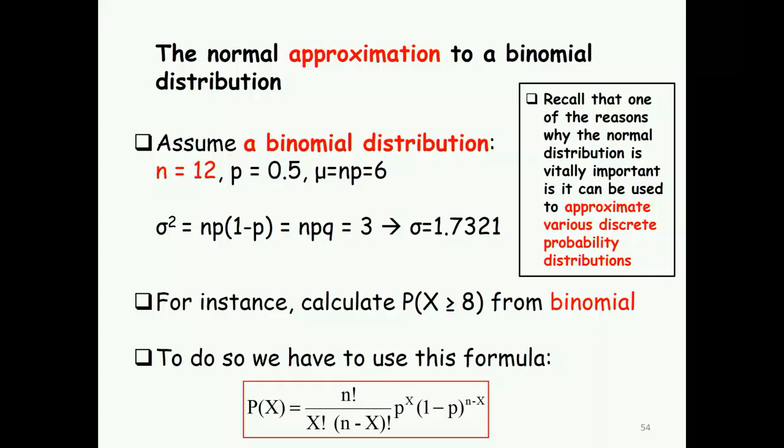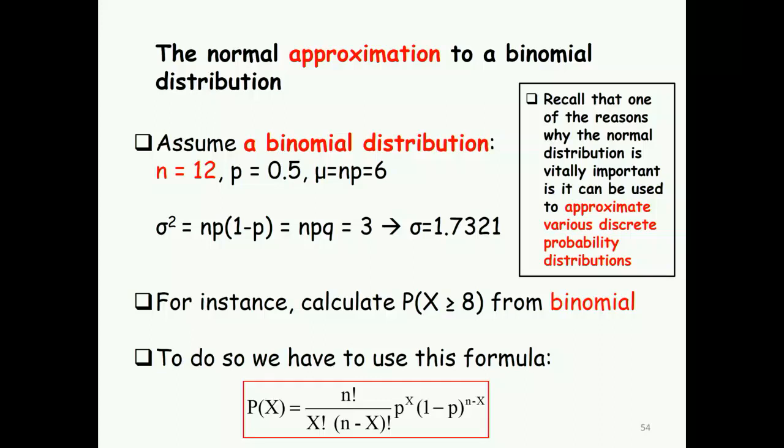Let us take a binomial question. N is 12, P is 0.5, Q is 0.5. You remember from lecture 1, mu is equal to NP, and sigma is the square root of NPQ. We know that. Now the question is a binomial.